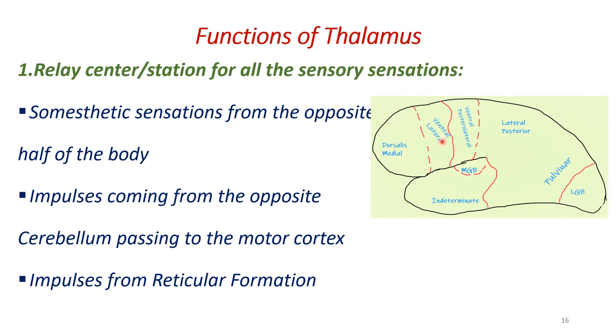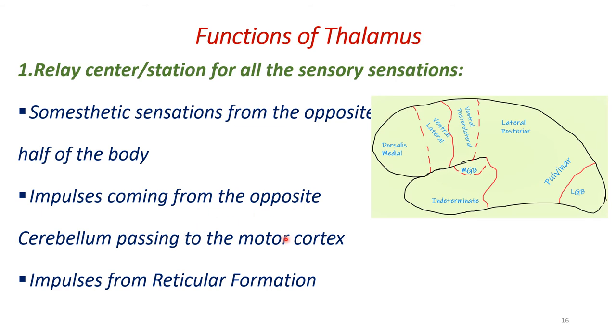The ventral lateral nucleus receives cerebellar impulses and relays them to areas 4 and 6 of the frontal lobe. This is the motor cortex, and area 6 of the frontal lobe. Via this, the cerebellum guides and controls motor function. So, to be clear, these are the opposite cerebellar impulses.